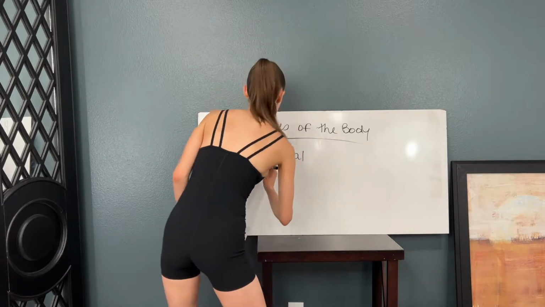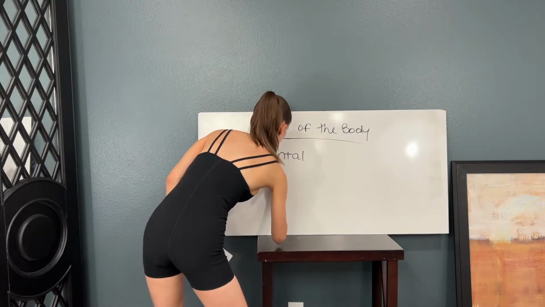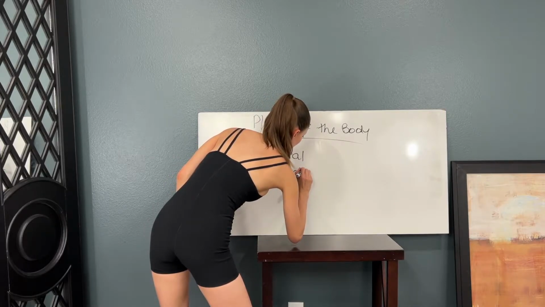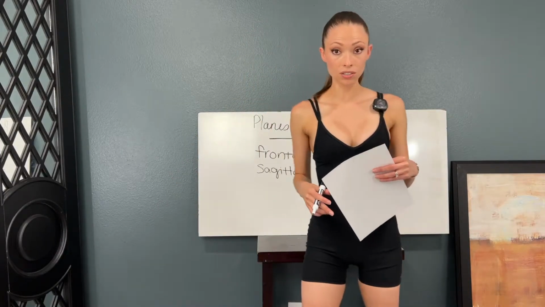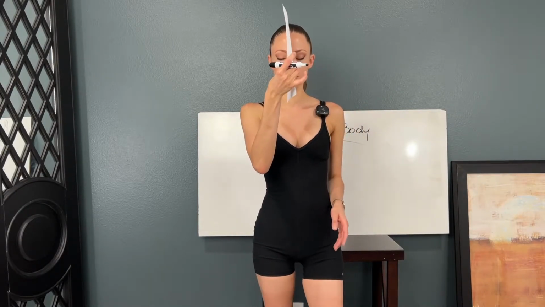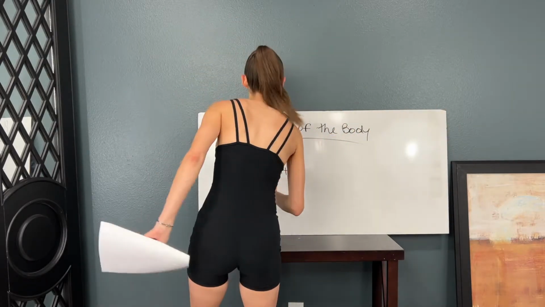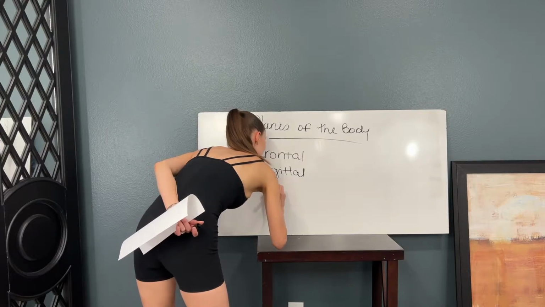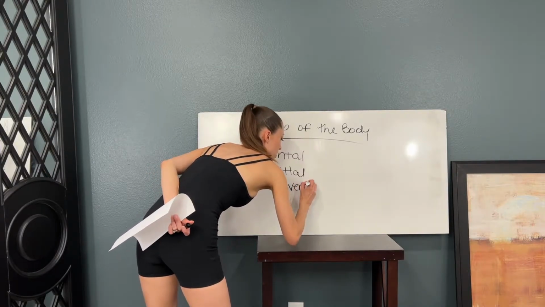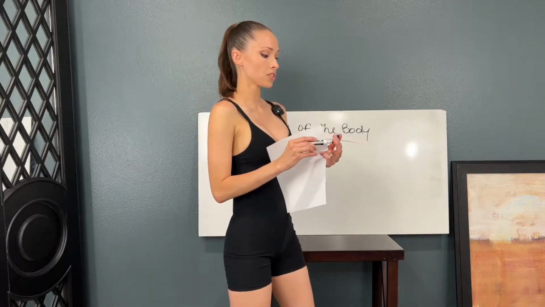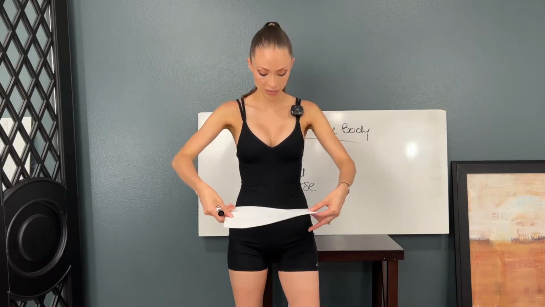Now the next one is sagittal. Now sagittal will cut the body in this direction. So completely sliced in half, creating a left and a right. And now the third one is transverse. And transverse cuts the body. So you're gonna slice me in half, straight through the center of the body. So then there's an upper half and a lower half.